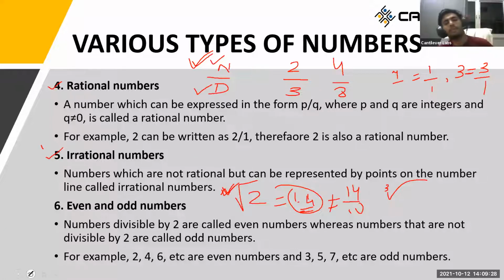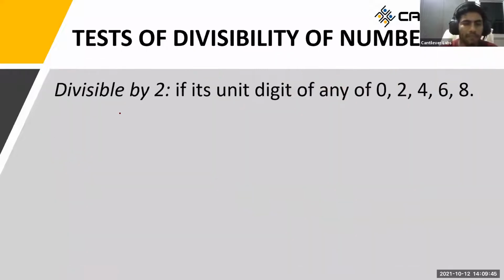Moving on to even and odd numbers. All of us have learned that even and odd numbers basically comprise the basis of the number system. So starting from 1, 1 is an odd number, then 2 is an even number, then 3 is odd. So this is pretty much it.